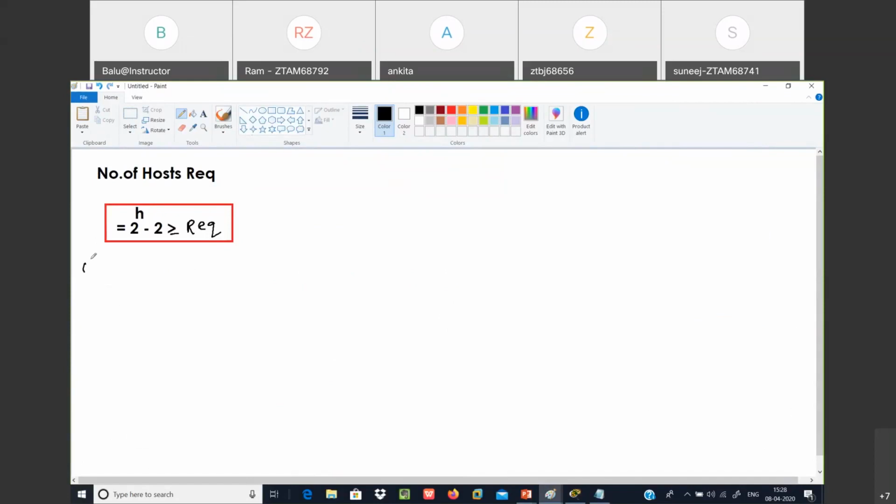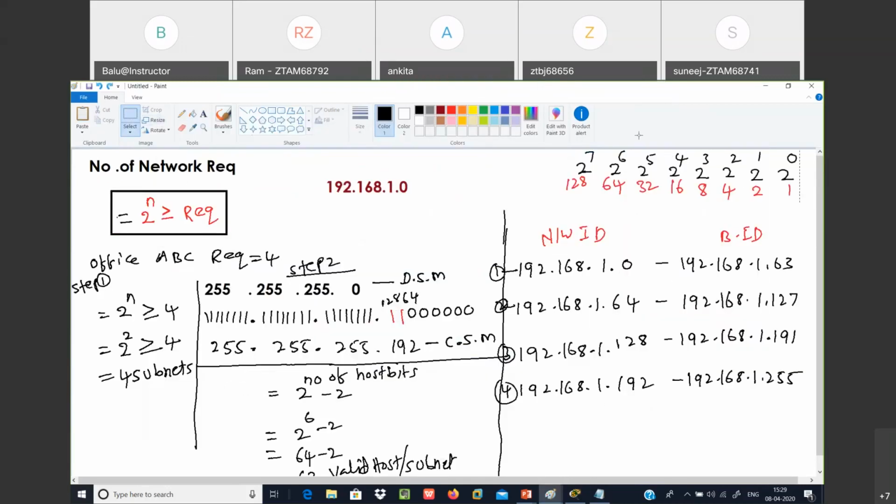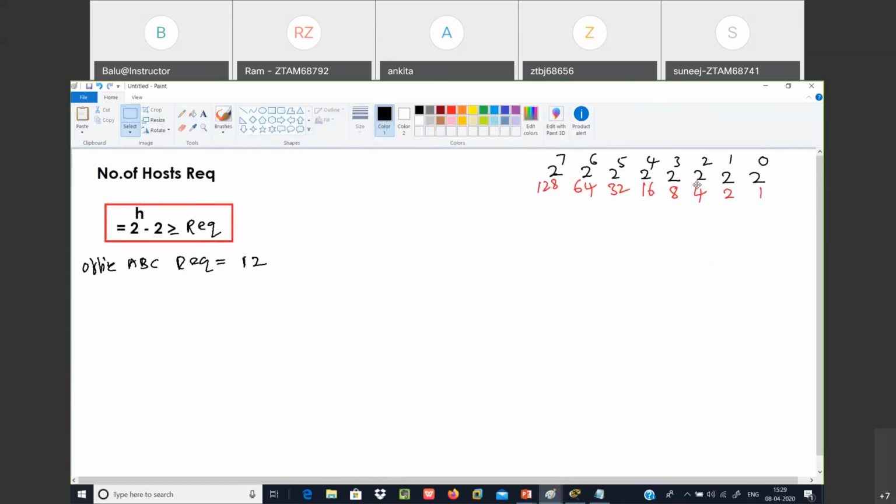Example, office ABC. My office ABC host requirement is 12 IP addresses, 12 hosts. Let me take the formula table chart, so you can understand easily. Okay, guys, first step: 2 power h minus 2 greater than or equal to the requirement, which is 12.